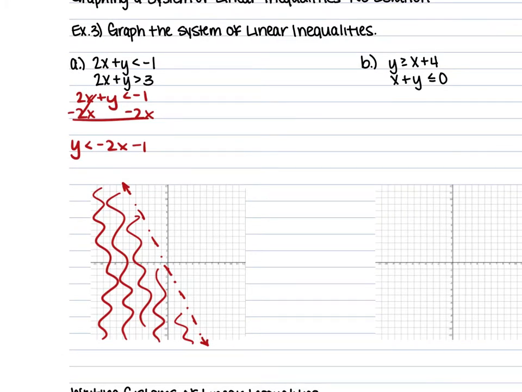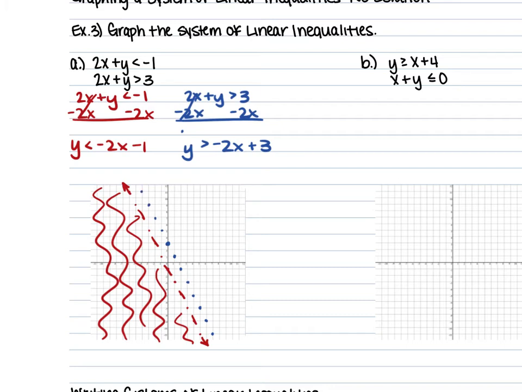For that other inequality, we have 2x plus y is greater than 3. So I'm going to subtract that 2x from each side, and we get that y is greater than negative 2x plus 3. If y is greater than that negative 2x plus 3, I'm going to plot that first point at 3, and then I'm going to go down 2 to the right 1. Oops, not 3, 2. I'm also going to go up 2 to the left 1.